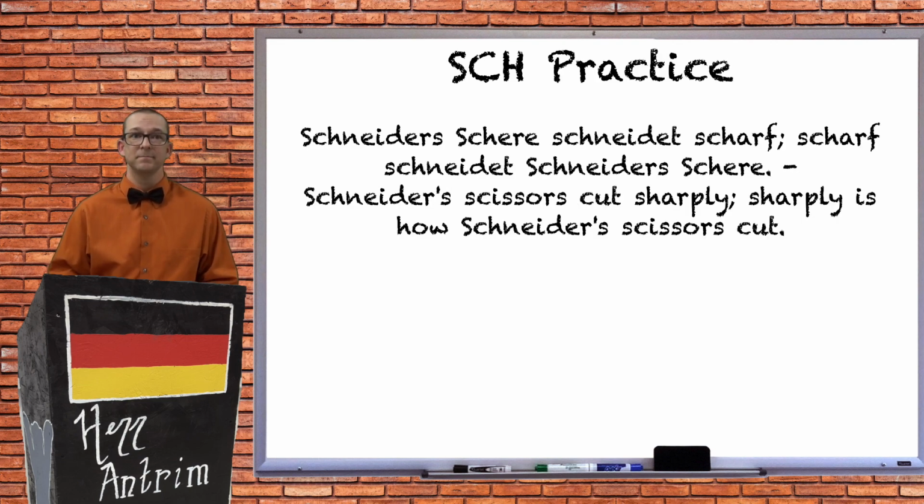SCH practice. Schneiders Schere schneidet Schaf. Schaf schneidet Schneider Schere. If this sounds like gibberish to you, you're probably doing it right. That many sh sounds in one sentence is a lot to handle. Just don't forget that SCH is pronounced like the English SH. Schneider Schere schneidet Schaf, Schaf schneidet Schneider Schere.